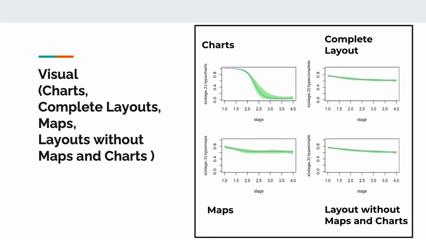Specifically, we see that the cognitive search processes differ across time and across different visual dimensions with the generalized additive model. The visual dimensions in the web applications include the charts, complete layouts, maps, and layouts without maps and charts. The designers explore these visual components distinctively at different time intervals.